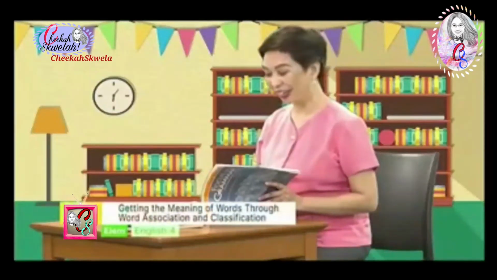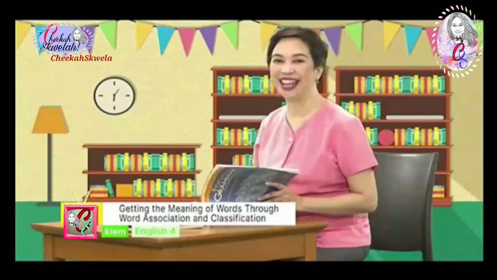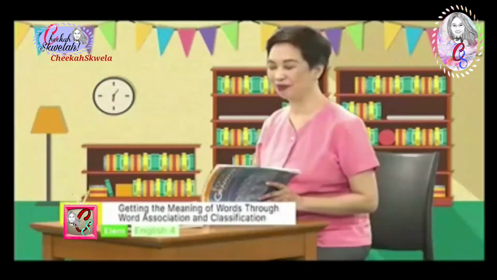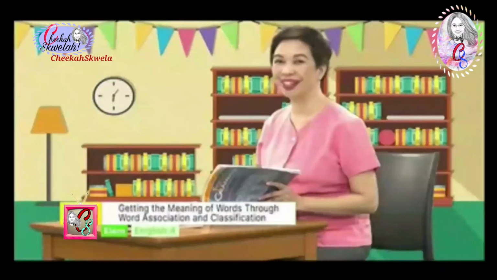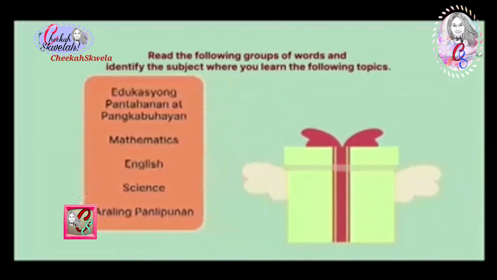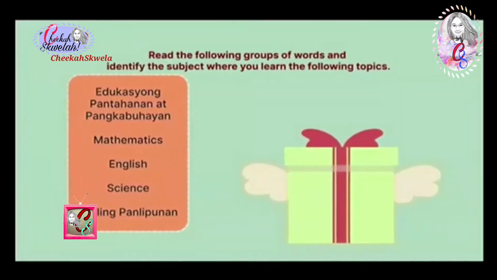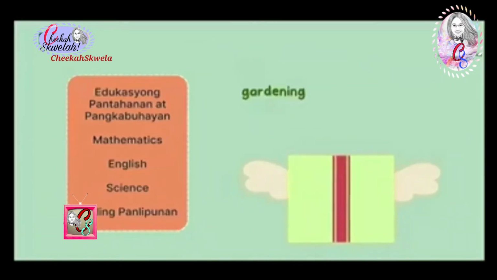Hi kids! I'm trying to find out what are the things I have learned in my subject. Can you help me answer this activity? Read the following groups of words and identify the subject where you learn the following topics. The subjects that we will choose from are written inside the box. The first group of words are gardening, sewing, and computer encoding.